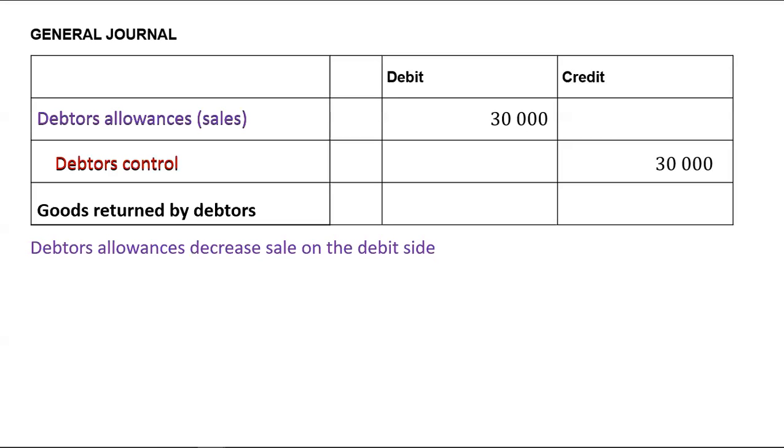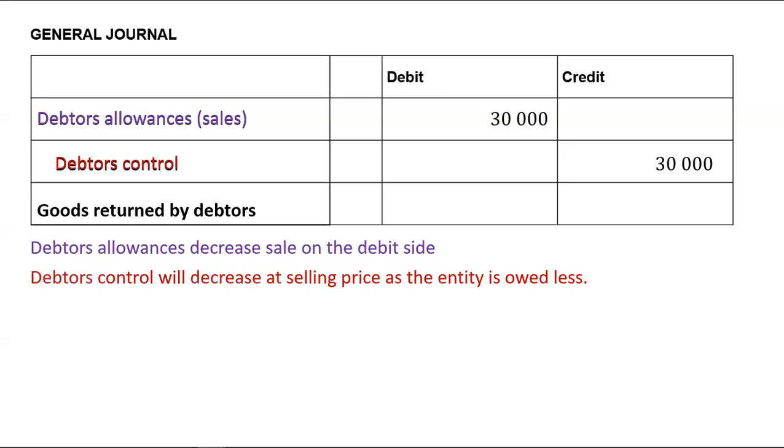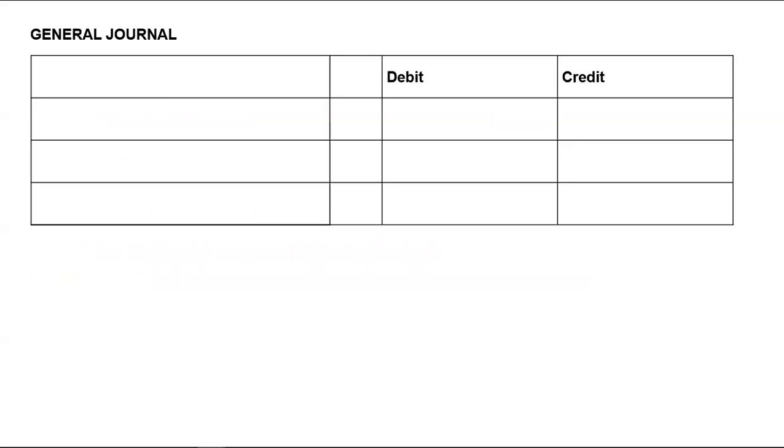It's because our debtors control will decrease on the credit side as customers will owe us a lesser amount. Remember I said that adjustment will affect 4 accounts. We will simply find the cost price of that 30,000. Remember the markup was 50%. So now you are going to use that 30,000 and the 50% to calculate the cost price.